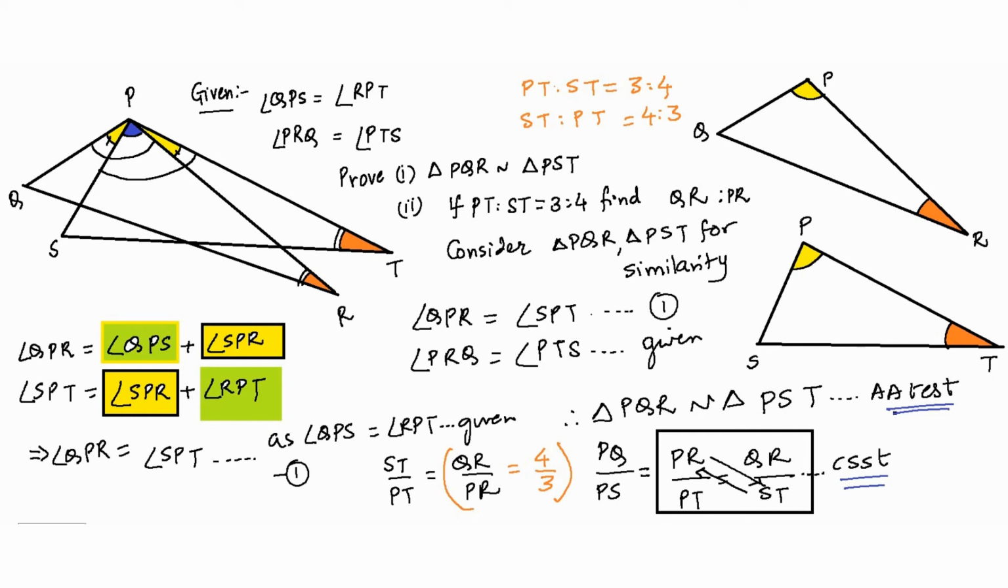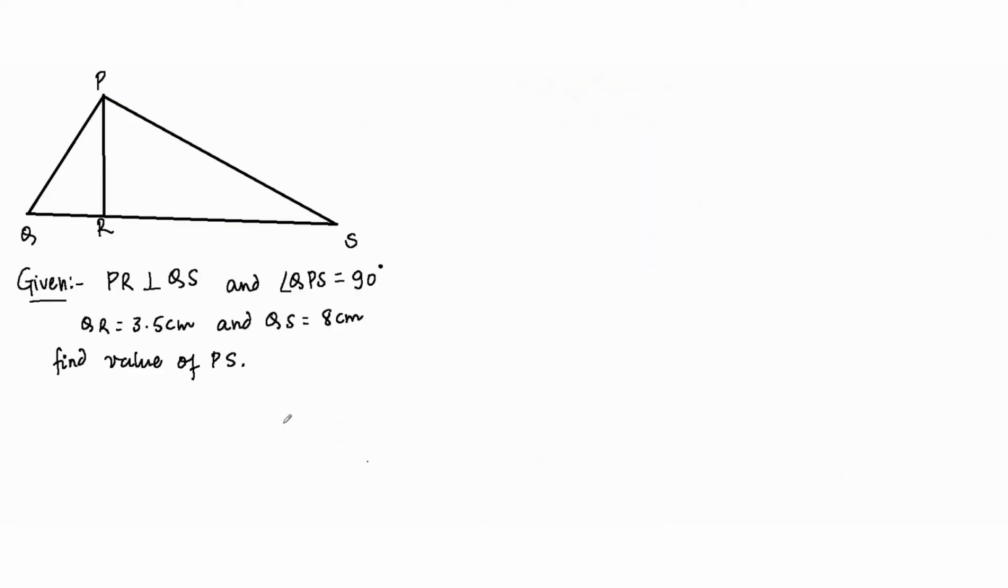Moving on to the next question. In this particular figure, it is given that angle QPS is equal to 90 degrees. So this particular angle is 90. And it is also given that PR is perpendicular to QS. So this is also 90 degree angle. QR is 3.5 centimeters. So QR is 3.5 and QS is given as 8 centimeters, right? This whole length is given as 8 centimeters. We have to find the length of PS.